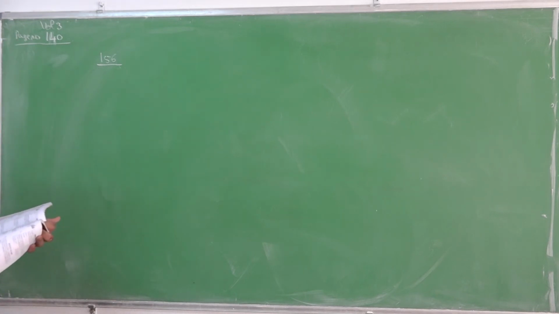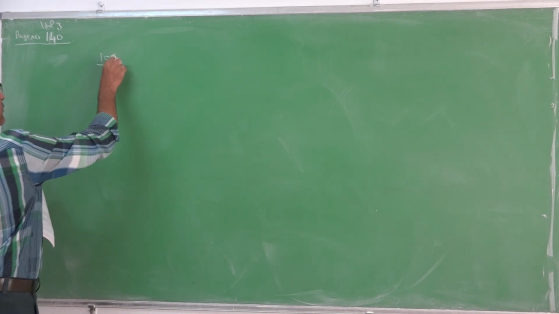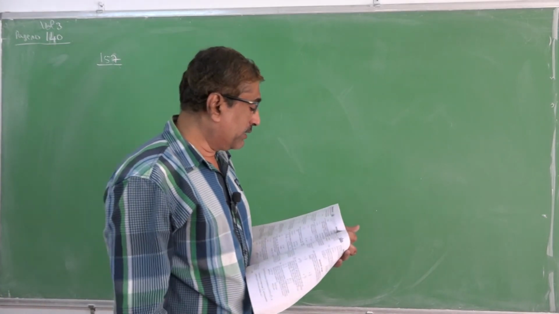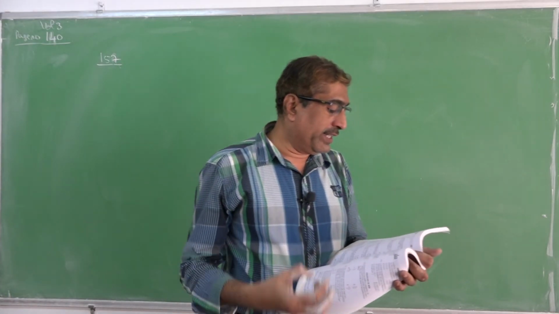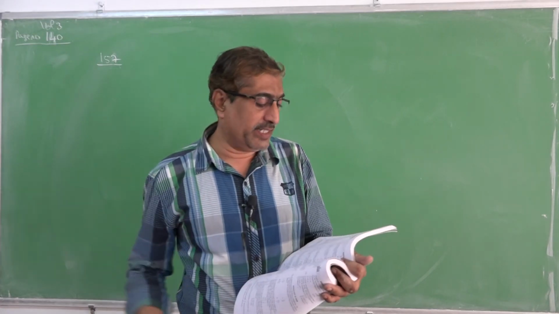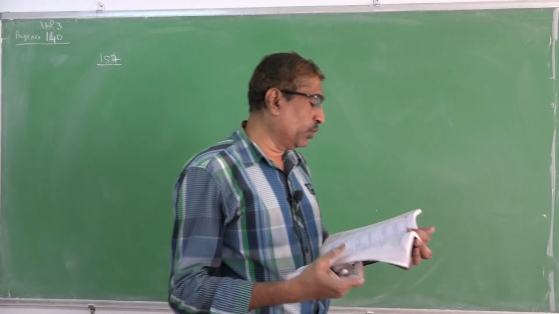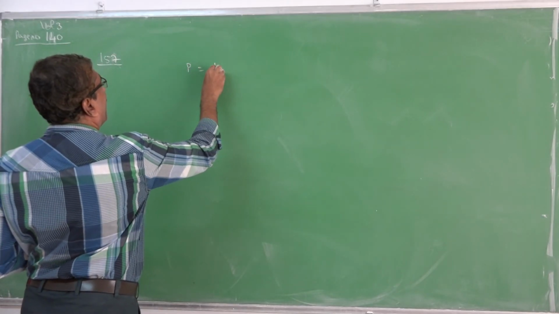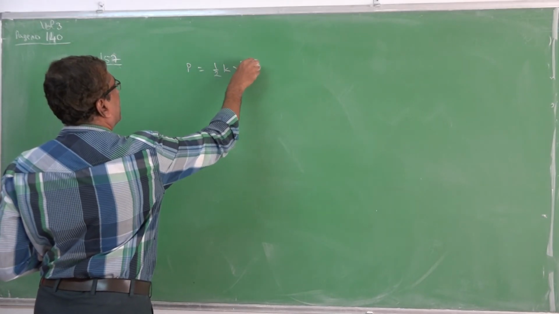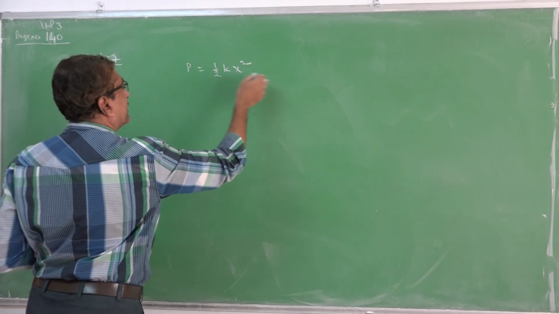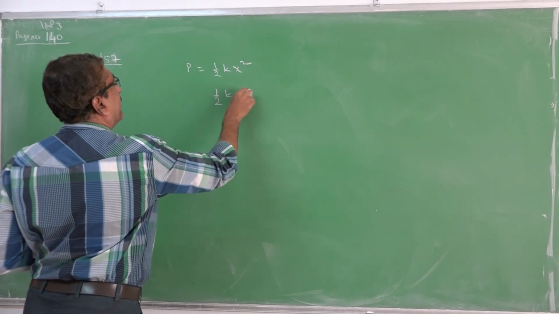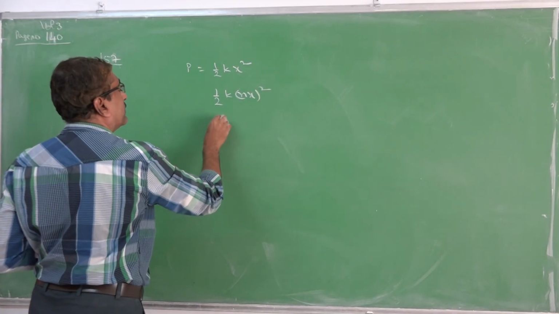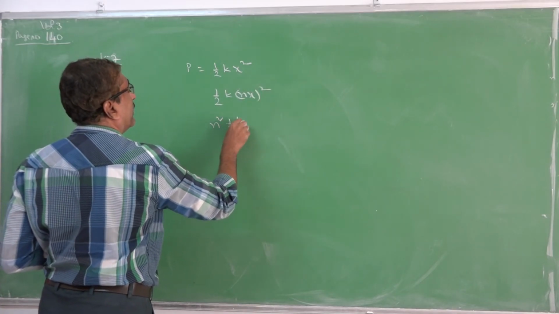A long spring when stretched by x centimeter has a potential energy V. On increasing the stretching to nx centimeter, the potential energy stored in the spring is? In a spring the potential energy is given by half kx square. Remember this. So when it is stretched to nx, that is half k nx whole square, that is n square times half kx square.